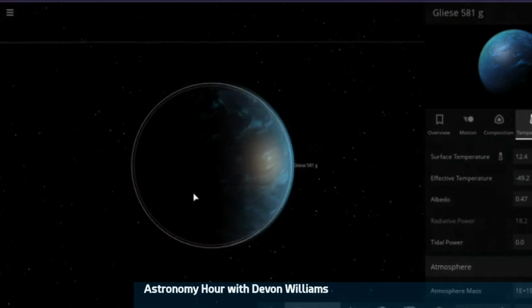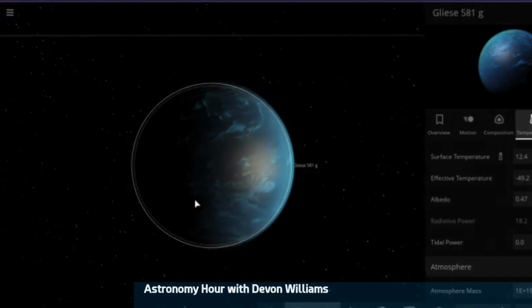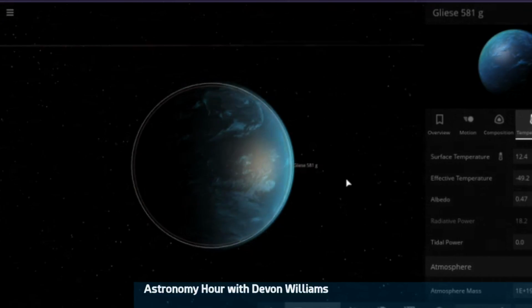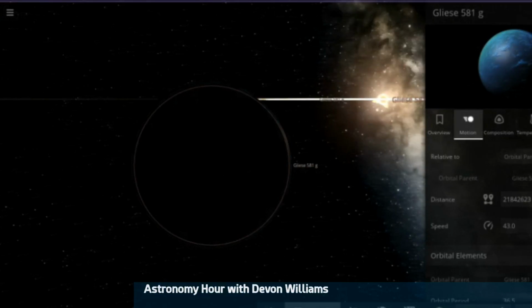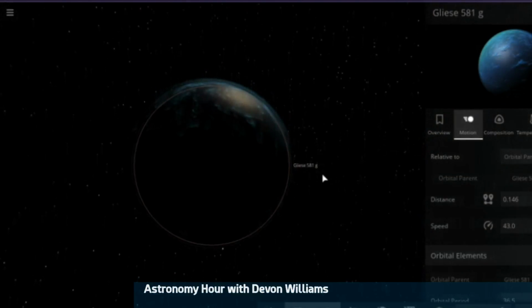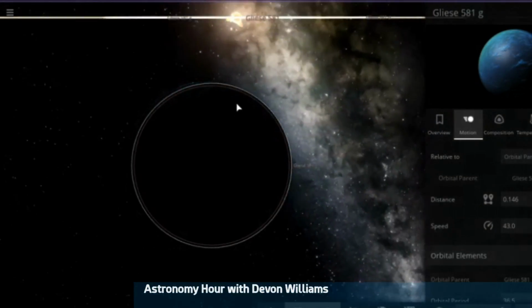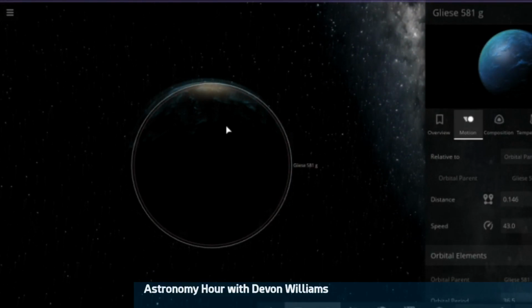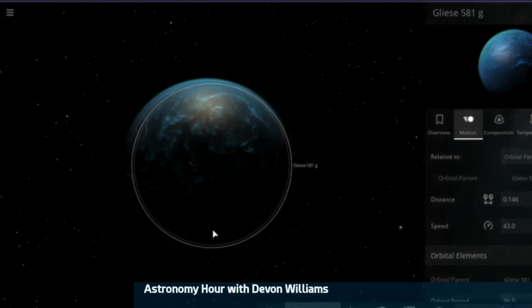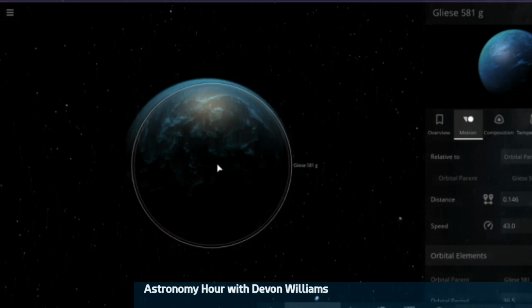Surface temperature, 12.4 degrees Celsius. And it does need that atmosphere, for two reasons. The first one is because it is still very, very close in to its star. We're at about 1/10.5 of an astronomical unit here, so about 3 times the distance of 51 Pegasi b. And that is still further in than half the normal distance between the Sun and Mercury. So this is still very close in to the star.